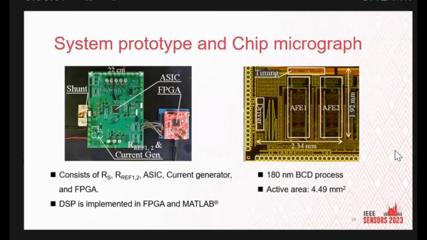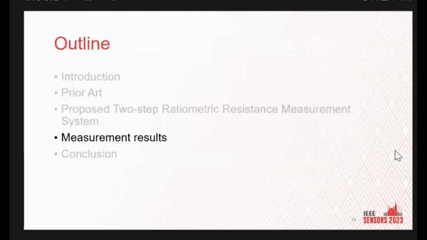Here is the system prototype photograph and chip micrograph. Our proposed system consists of the shunt resistor, reference resistors, current generator, ASIC, and FPGA. The DSP is implemented in the FPGA and MATLAB. The prototype chip was fabricated in a 180 nanometer BCD process. The active area is 4.49 square millimeters. Next, let me show you the measurement results.